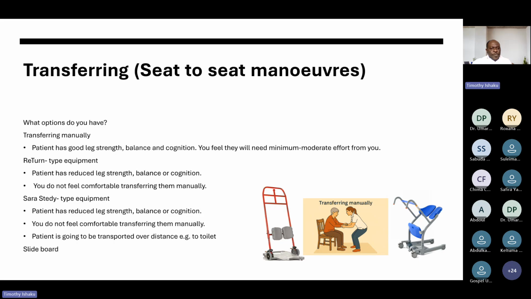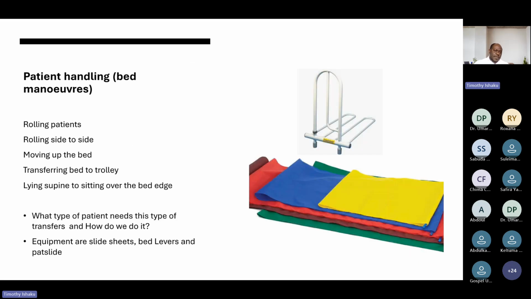Now, what if you're going to do a sit-to-sit? Yes, I think somebody has a question. So before we move on, any question on using our manual strength to pull the patient? Yes, please, Suleiman. Hello, sir. Yes, I'm here. Sorry to interfere. No, don't be sorry. Thank you very much, sir.